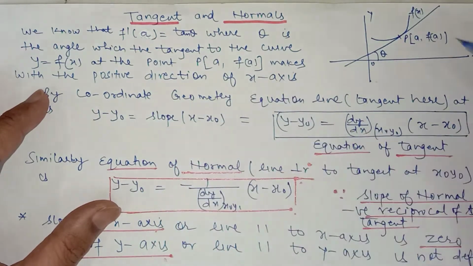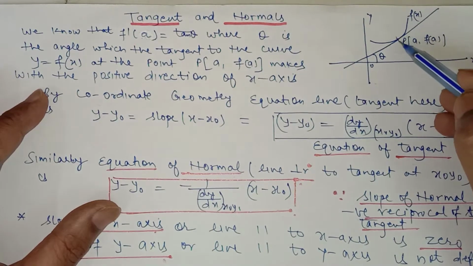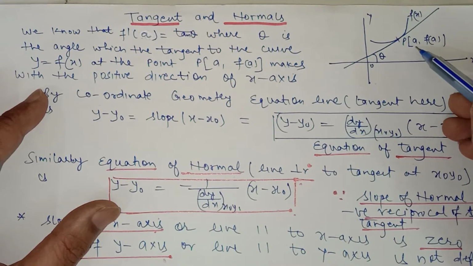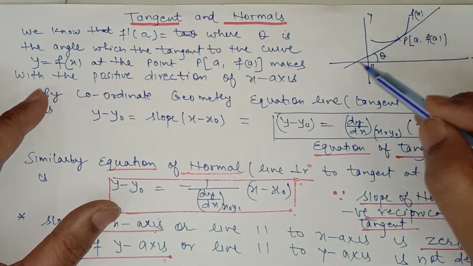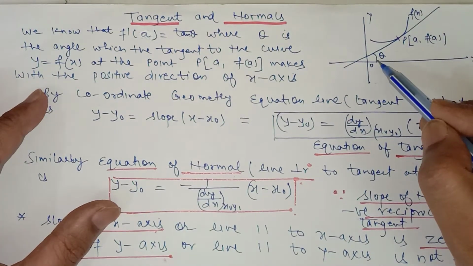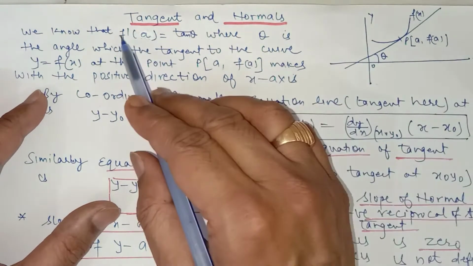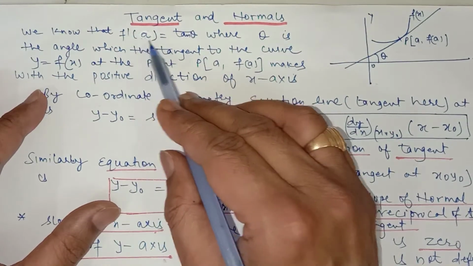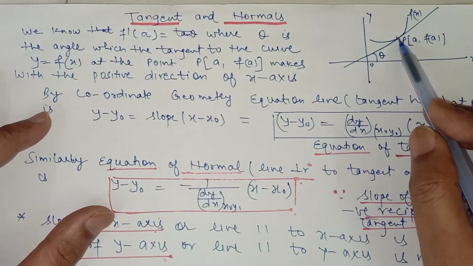direction of the x-axis. You know from differentiation that for this curve, at any point P with coordinates (a, f(a)), the tangent makes an angle theta with the positive direction of the x-axis. So f'(a) is equal to tan theta, which is the slope of the tangent at point P.